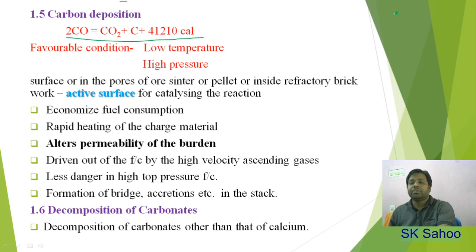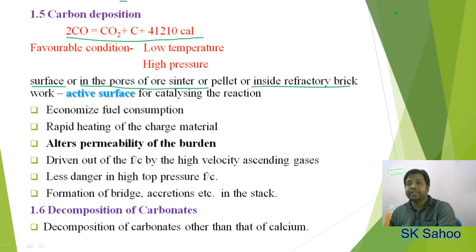This can be carried out at some active surface or active sites. What are the active sites? It may be the surface of the ore, or any surface, or in the pores of the sinter or the pellet, or inside the refractory brickwork. These are the active sites for the carbon deposition reaction. This reaction has a prevailing effect on your blast furnace parameters.